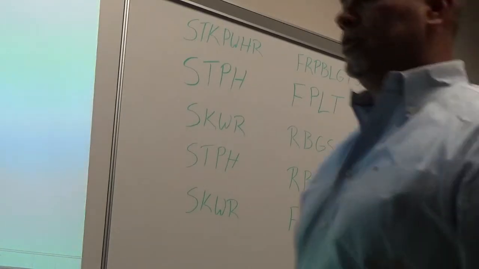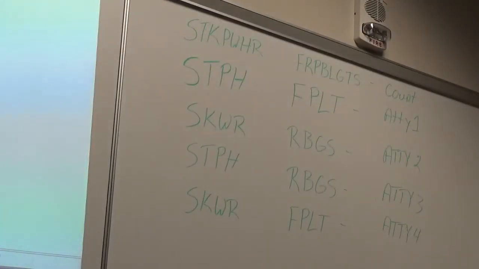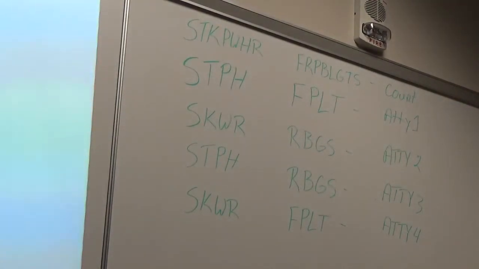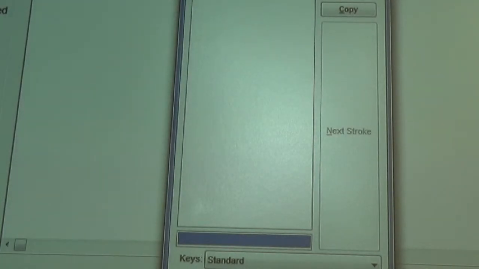And I'm gonna show you how to put them in, okay? So if you're on your machine, let me move the camera. Okay, if you're on your machine, do the top bank. If you don't have your machine and you're gonna put it in, then this is the way it's gonna look. You do Control D, which puts it in. So it's gonna be STPHFPLT, okay? So when you stroke it, it's gonna look like that.